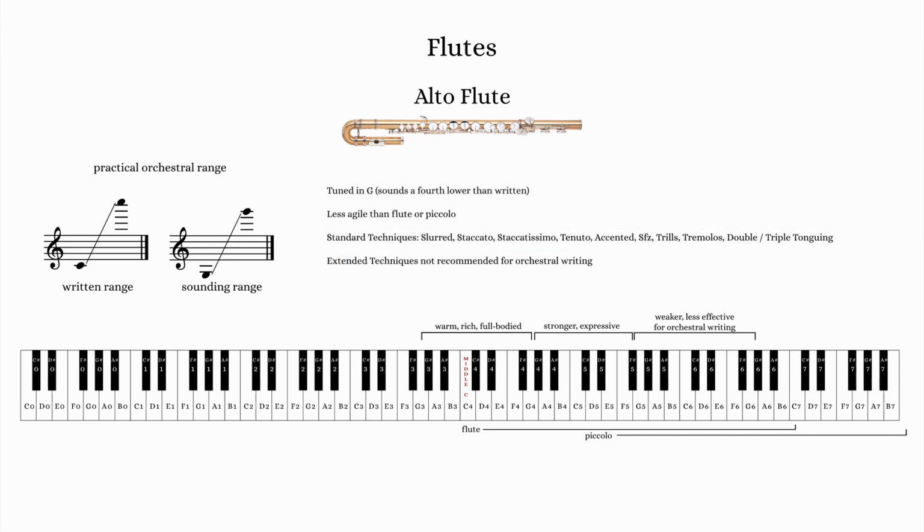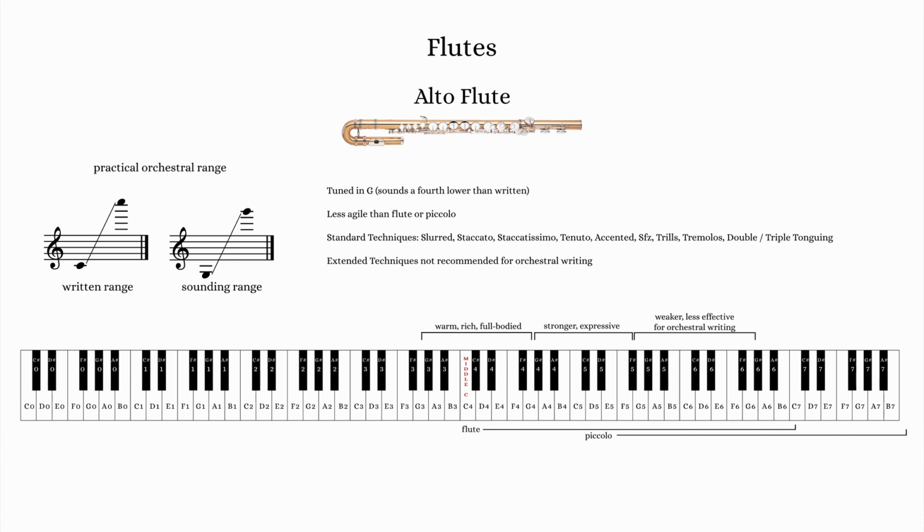Like the concert flute and piccolo, the alto flute is capable of the same standard articulations and can be fairly agile, though perhaps not as agile as the higher-pitched flutes. The larger the flute, the longer it takes the instrument to respond to the performer, especially in its lowest range, which makes extremely fast passages on alto flute, and even more so bass flute, more difficult.